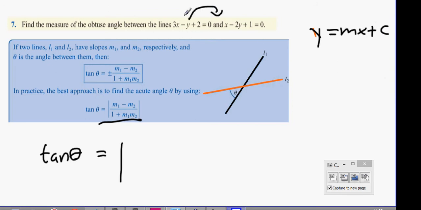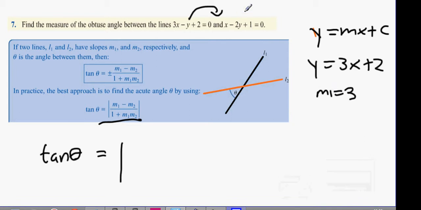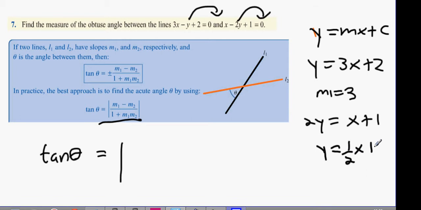The first one, we move the y to the right. We get y equals 3x plus 2. What's the slope of the first line? 3. m1 equals 3. Next one, bring the 2y over to the other side and we get 2y equals x plus 1. Divide across by 2: y equals a half x plus a half. What's the slope of this one? A half.